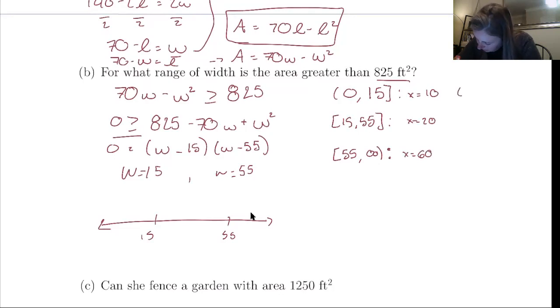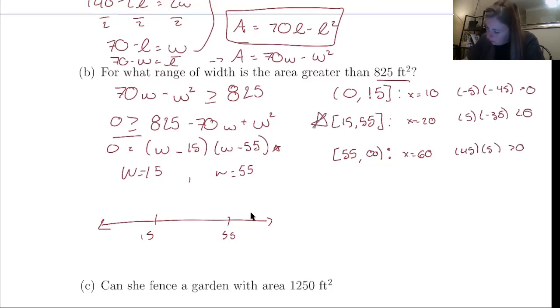I would always plug it into the factored form because it makes things a lot easier, instead of doing like 70 times something. So 10 minus 15 is negative 5, minus 55 would be negative 45, which is going to give me something greater than 0. A negative times a negative is always positive. For 20, this is going to be 5 and negative 35, so that's less than 0. And for 60, it's going to be 45 and 5, so that's also greater than 0. So that one is our winner.